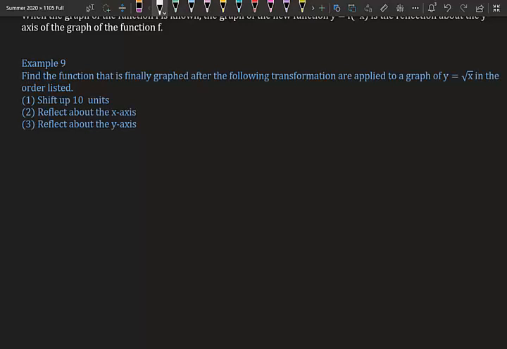Alright, so find the function that is finally graphed after the following transformations are applied to y equals square root of x in the order listed. So this is what we're starting with. The first thing we need to do is shift up 10 units. So I want to take the given function and shift it up 10 units. To do that, 10 goes on the outside of x, because a shift up is not attached to the x. Remember, up is y value, so it has nothing to do with x.